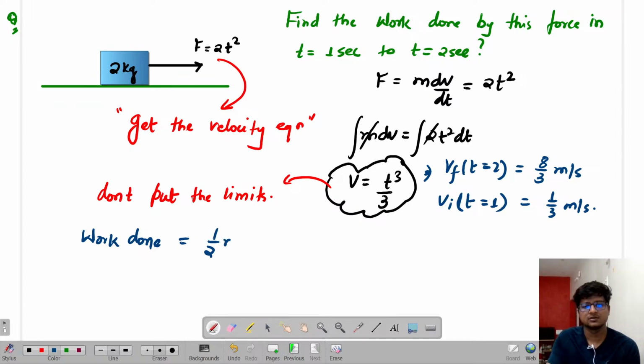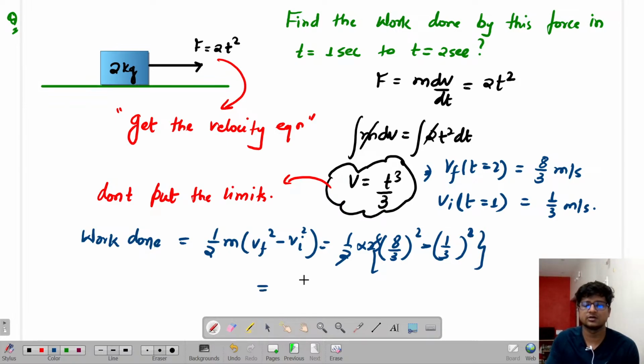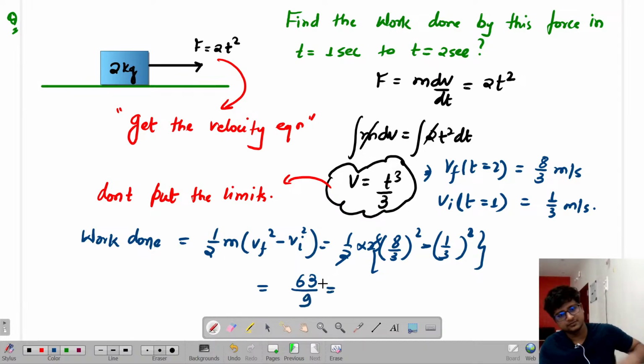half m v final square minus v initial square, half into 2 into v final. V final is how much, Bala? 8 by 3 whole square minus 1 by 3 whole square. So this 2 cancels. This is how much? 64 by 9 minus 1 by 9, basically 63 by 9. How much is that? 9 7s are 63. 7 joules.